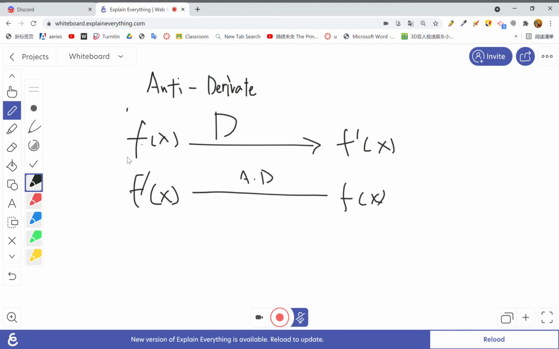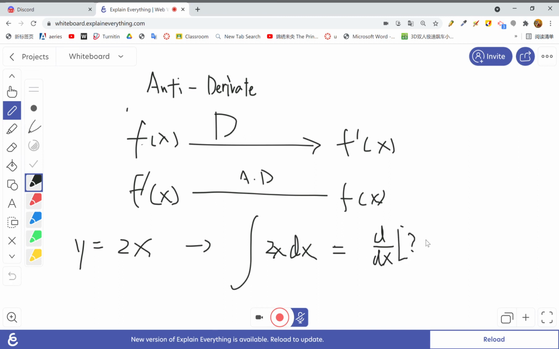So let's make some examples. Let's say we have y equal to 2x. You want to take the antiderivative of this: the integral of 2x dx. We can construct it as: take the derivative of what is equal to 2x? That's basically the mindset. By using the power rule, we can see that this is equal to x squared.